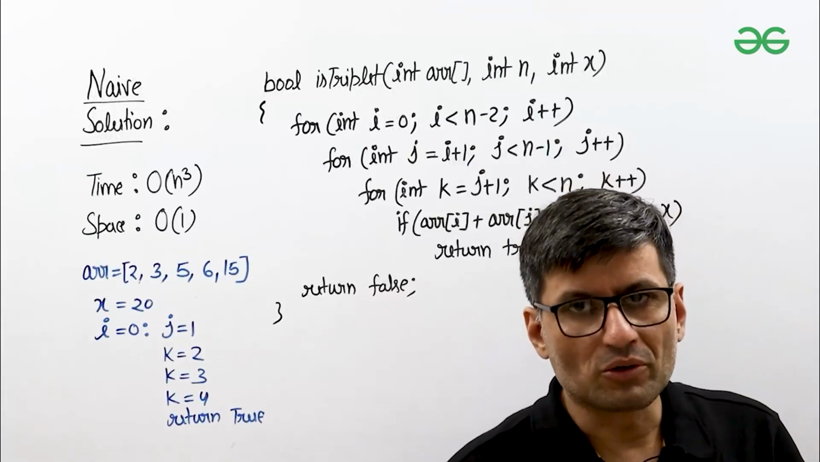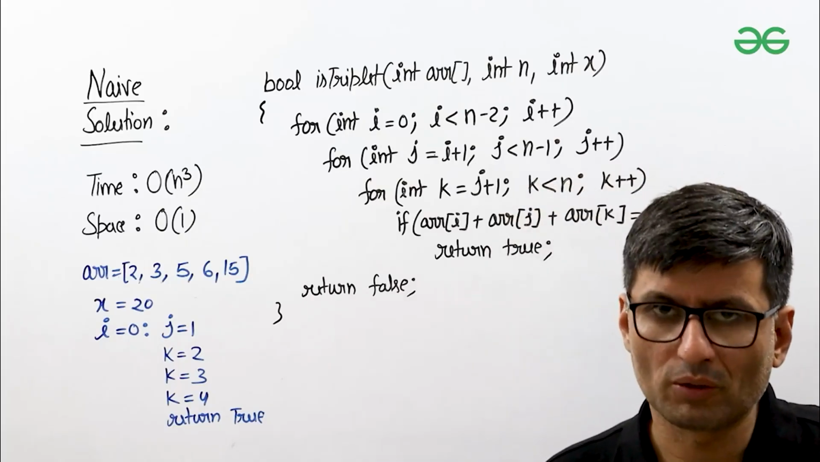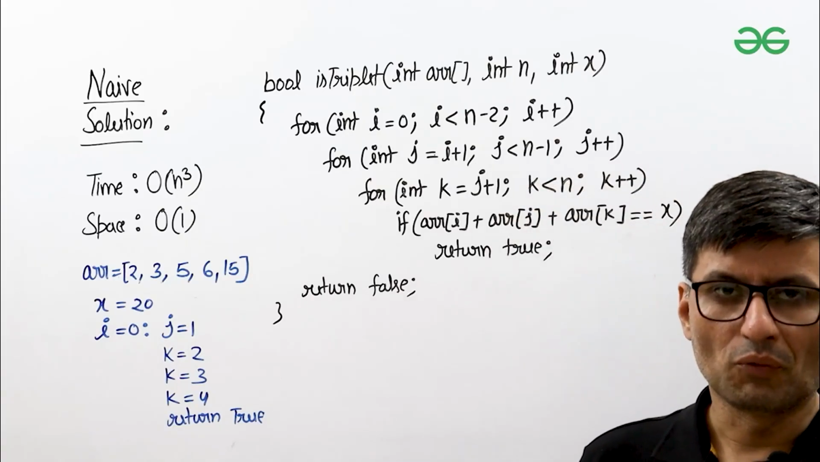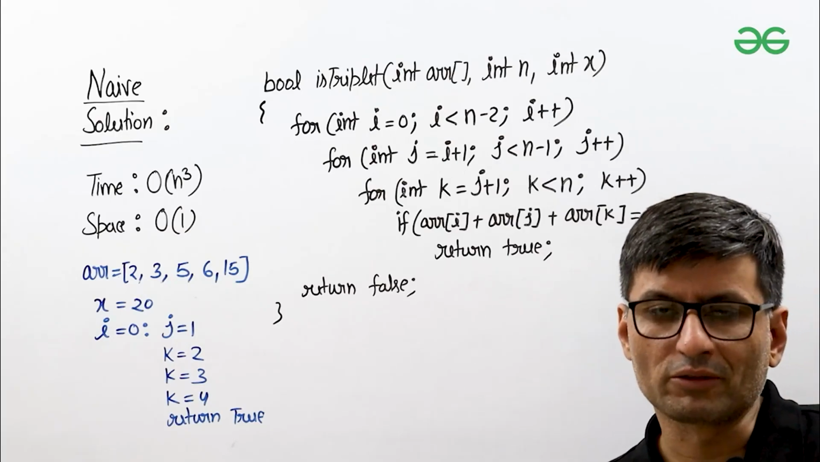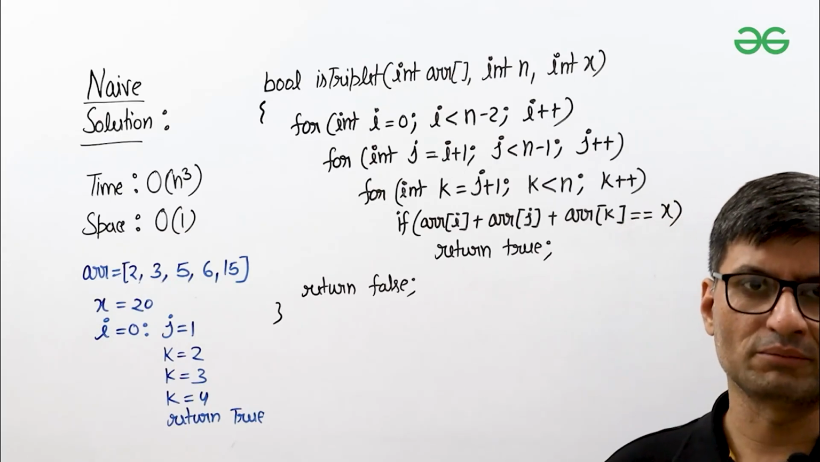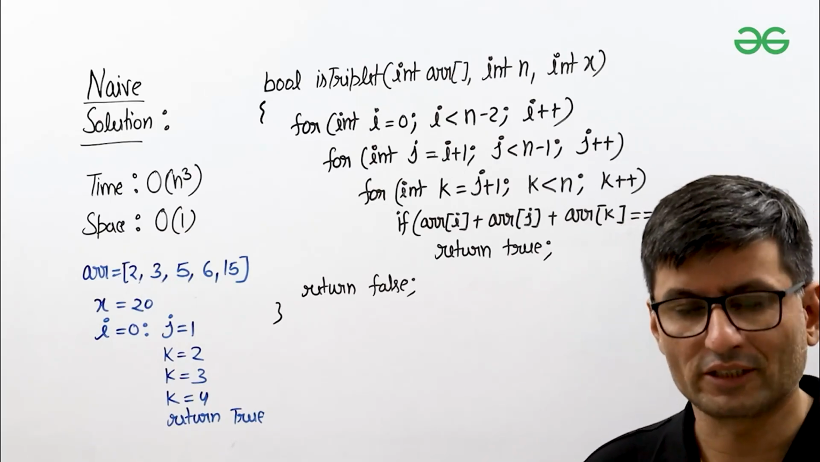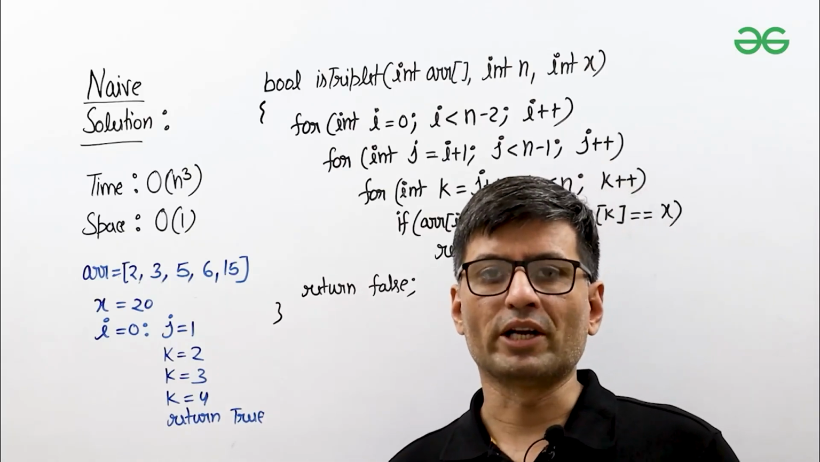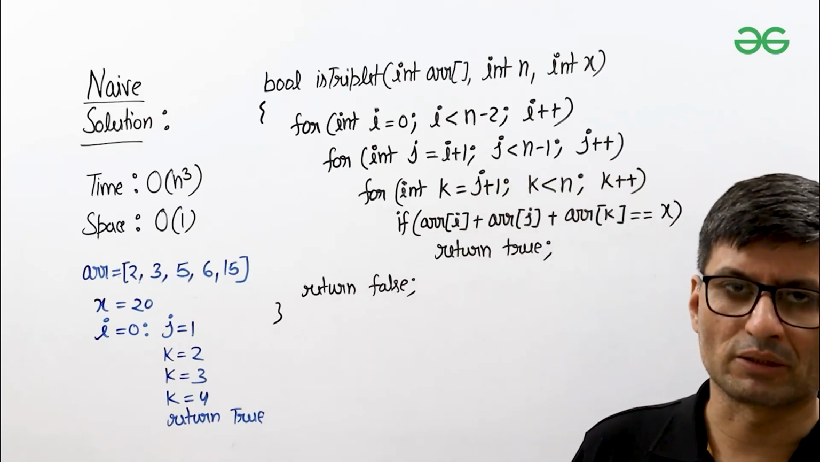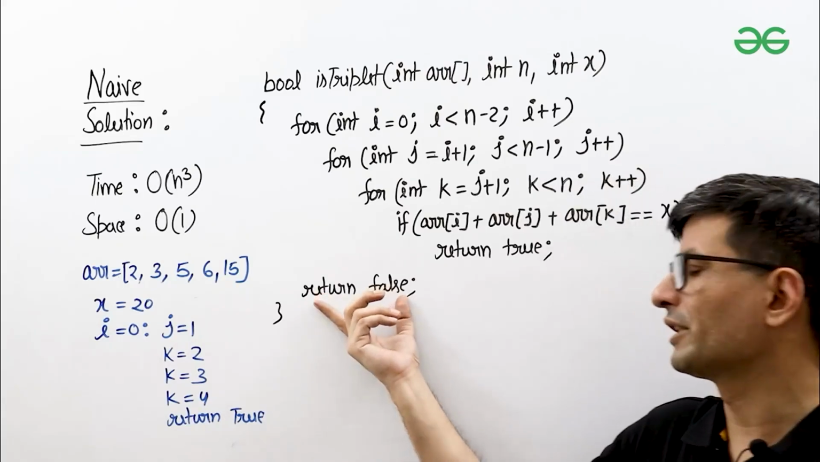Let us first talk about a naive solution to solve the problem. The idea is simple. We are going to consider every possible triplet. For every triplet, we are going to check if its sum is equal to x. If it's equal to x, we are going to return true. And after considering every triplet, if we never found a triplet with sum x, we return false at the end.